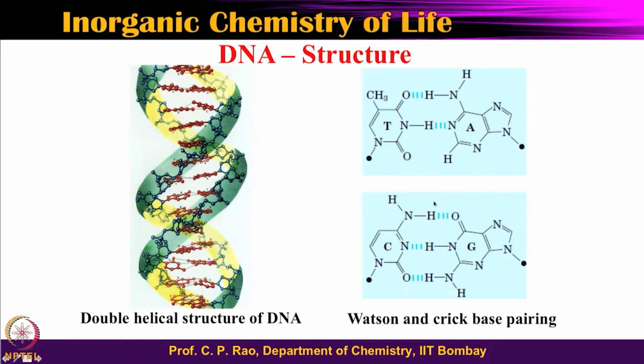So, AT is one pair, GC is another pair. This kind of nucleic base pairing is called the Watson-Crick base pairing, and this is the reason why the DNA structure is stabilized in its double helical fashion.